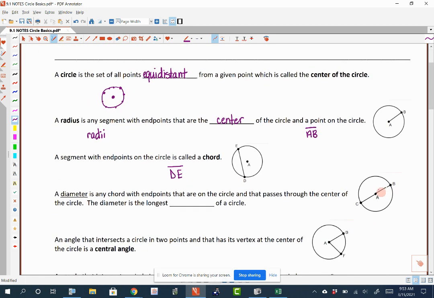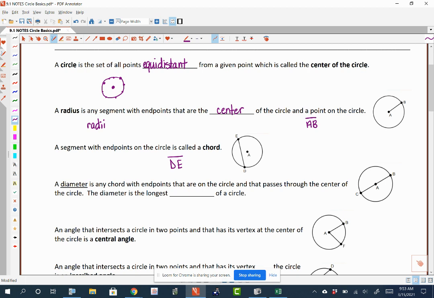A diameter, which is one hopefully we know, is any chord. So we have that new definition. A diameter is any chord with endpoints that are on the circle, and here's the bigger piece, it passes through the center of our circle. So a diameter is a chord, it just has to pass through the center. And if it does, then the diameter has to be the longest chord of a circle. So a chord in this picture here is also a diameter.